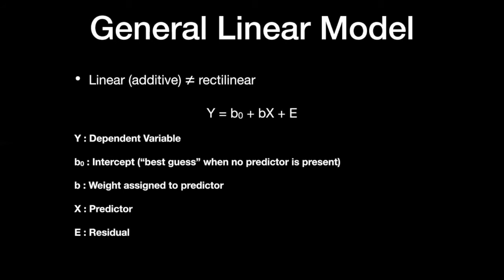To begin with, let's talk about the general linear model. The linear here doesn't mean that it's rectilinear. It simply means that the elements of the equation are additive. Here you can see the equation is y equals b0 plus bx plus e. Y is the dependent variable, and b0 is the intercept. It serves as the best guess when there's no predictor. The b is the weight assigned to the predictor, x is the predictor, and e is the residual.